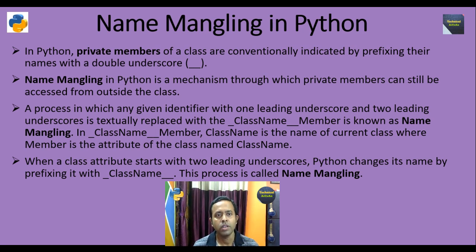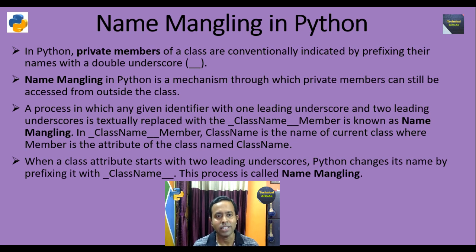The topic is name mangling. What is name mangling? In Python, private members of a class are conventionally indicated by prefixing their names with a double underscore, right? Name mangling in Python is a mechanism through which private members can still be accessed from outside the class. A process in which any given identifier with two leading underscores is textually replaced with underscore, the class name, and double underscore, the member, is known as name mangling.